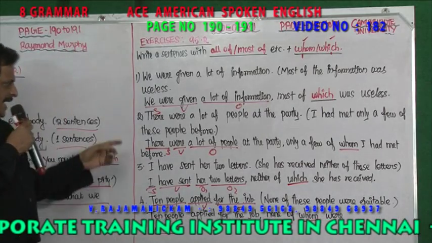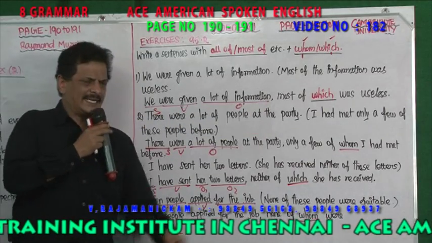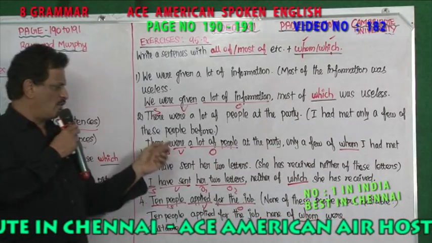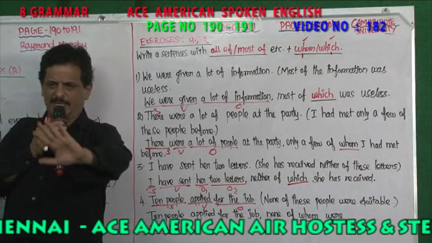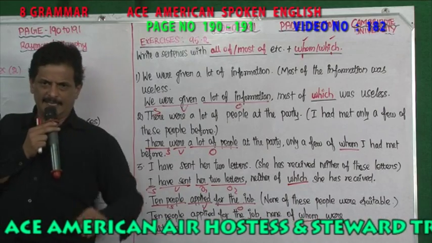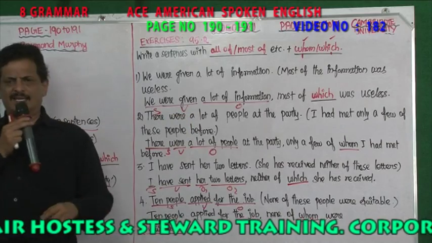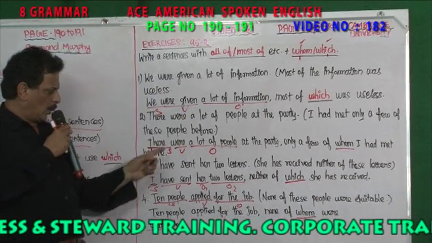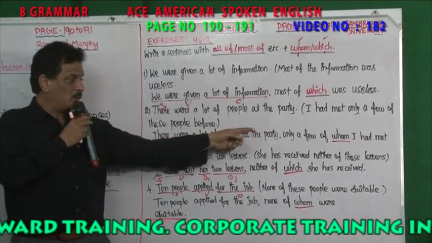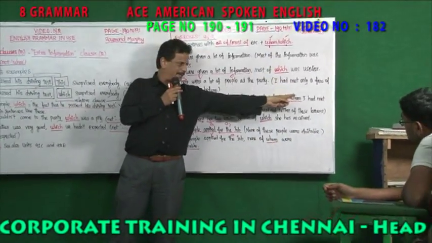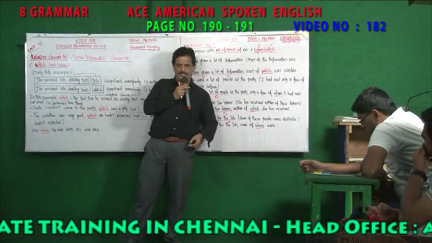ஸோ அடுத்ததாக, there were a lot of people at the party. அந்த விழாவிலே ஏகப்பட்ட மனிதர்கள் இருந்தார்கள். I had met only a few of these people before. அவர்களில் ஒரு சிலரை மட்டுமே நான் சந்தித்திருக்கிறேன். So there were a lot of people at the party, only a few of whom I had met before. அவர்களில் ஒரு சில பேர். மனிதர்களுக்கு whom போடுகிறாய்.